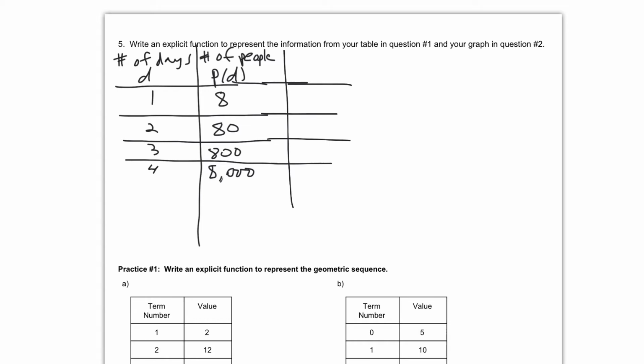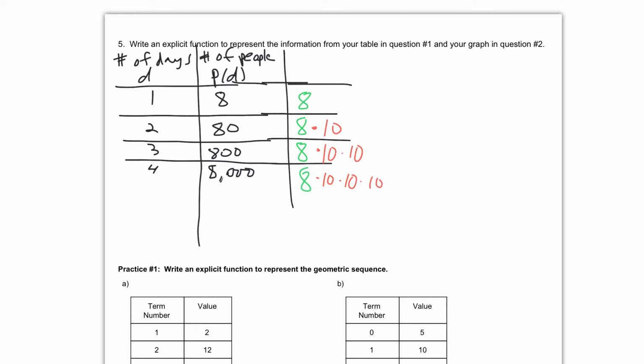So in our very first one, we had 8. And then in our second term, we had 8, and we multiplied that by 10. And then we had our 8 again, and we multiplied by 10, and then we multiplied by 10 again. And in our fourth day, we had 8. We multiplied by 10, we multiplied by 10 again, and then we multiplied by 10 one more time.